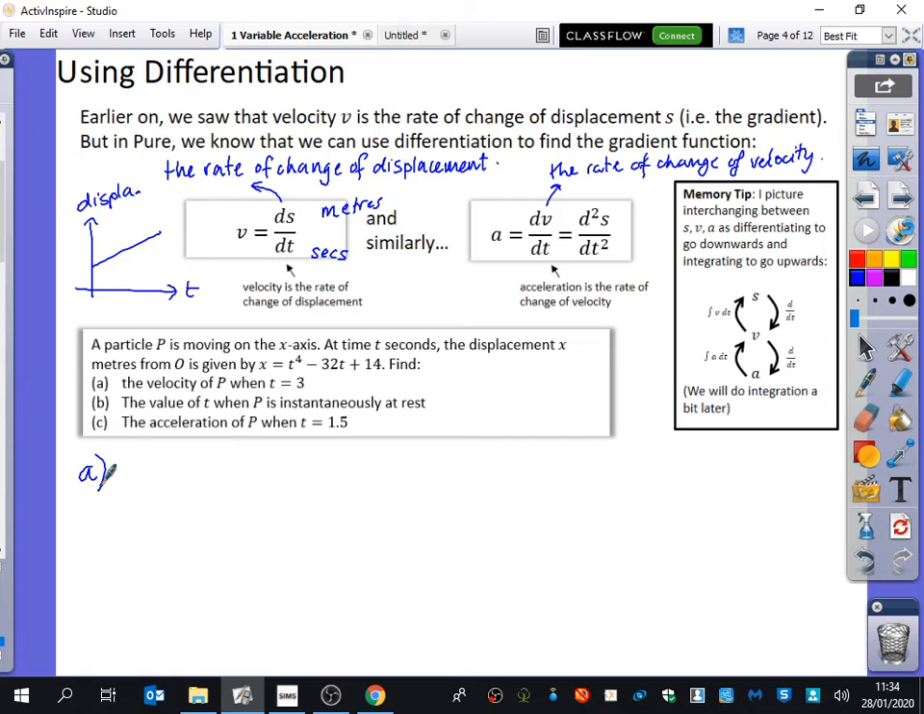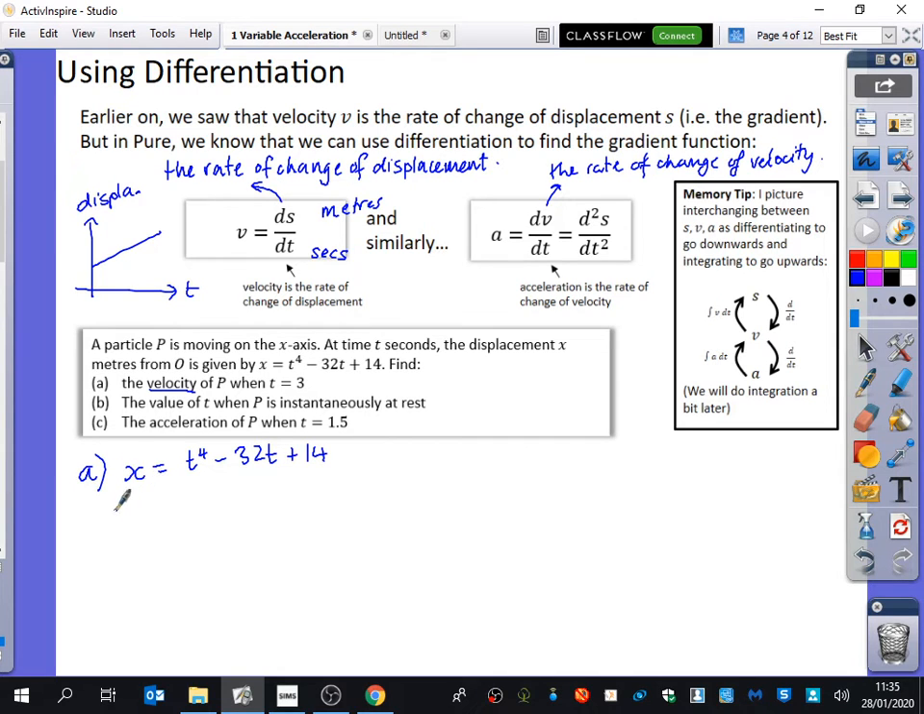Yeah? It would just be showing us the distance, because we've just been told what the displacement is. So if I just substituted t equals 3 in, I would only be finding the displacement. But they've clearly asked for the velocity. Now we know x is equal to t to the power of 4 minus 32t plus 14. Although we used s just now, we're using the letter x. Those are the two most common letters that they will use for this.